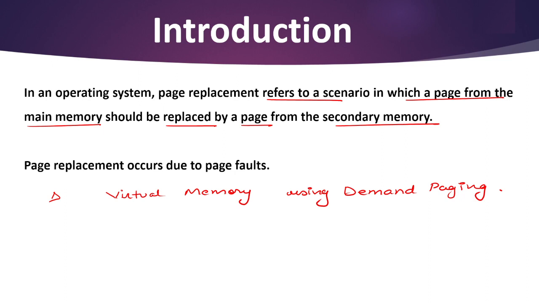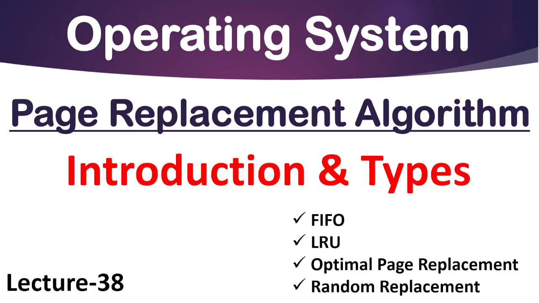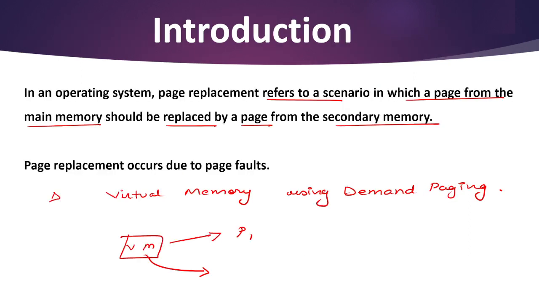And in every operating system, when a page that is residing in virtual memory is requested by a process P1, let's say, for its execution, the operating system needs to decide which page will be replaced by the requested page. Okay, that's why we always use these types of page replacement algorithms.